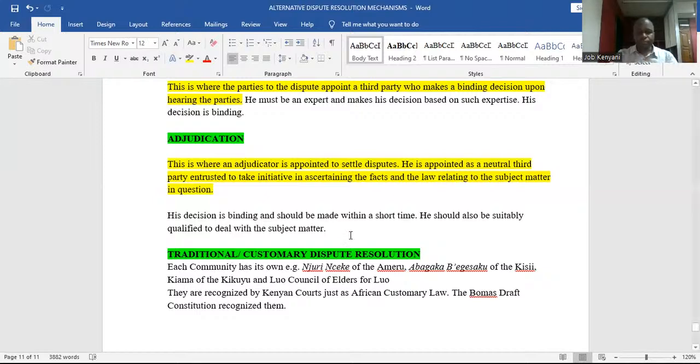Then you have traditional or customary dispute resolution mechanisms. This is where you go to the Council of Elders. Each and every community has a Council of Elders. In this case, they are usually recognized as some of the organs that can resolve disputes in the communities. They are recognized by the Kenyan courts, just as African customary law, as bodies that can resolve disputes. So you can go to the Council of Elders.